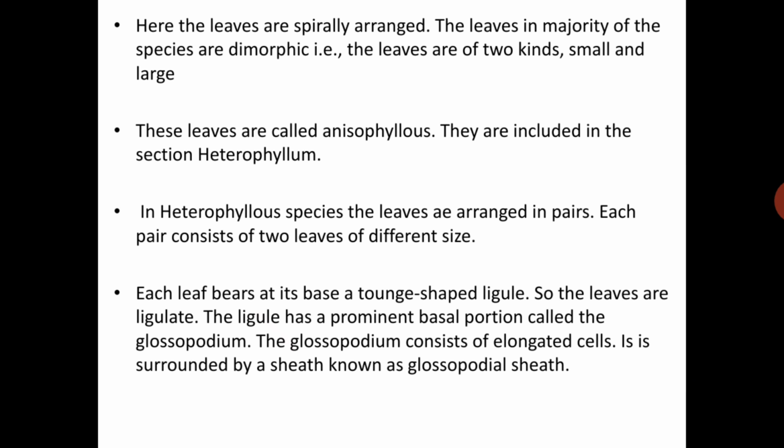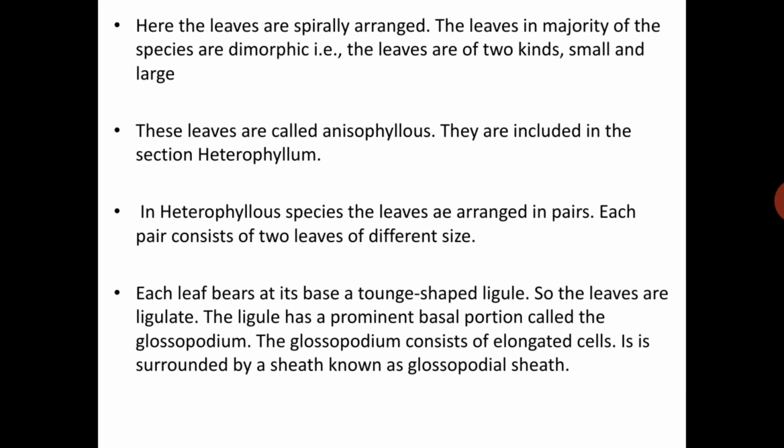In heterophyllous species, the leaves are arranged in pairs. Each pair consists of two leaves of different size. That's why hetero. So here you find pairs, and each pair consists of two different leaves. Each leaf bears at its base a tongue-shaped ligule. At the base of the leaf you find a tongue-shaped ligule. I will explain it in another video, right? So the leaves are ligulate.